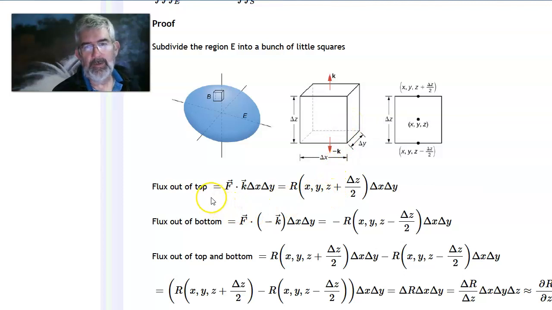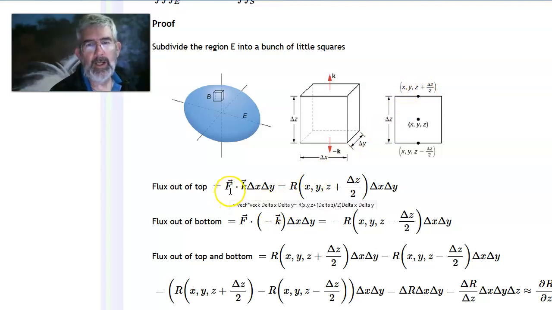But focusing just on the top now, the flux out of the top is going to be the vector field dotted with k times that little bit of area. Essentially, as we do any time we're doing an integral, I'm taking those little pieces, and for each little piece I'm taking one particular point to plug in and evaluate, and essentially assume it's constant over the rest of that little piece. So I'm using the point x, y, z plus delta z over 2 as the point that I'm plugging in.